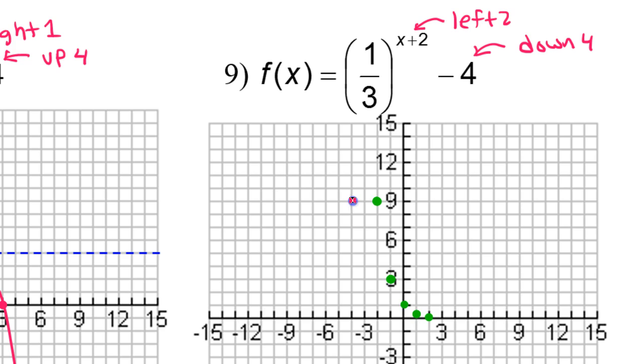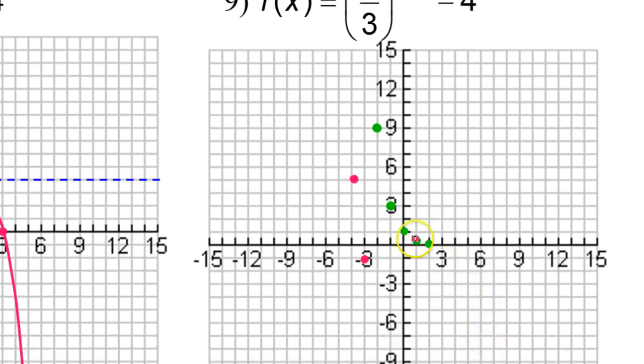Okay, so left 2, down 4. Okay, left 2, down 4. All right, left 2, down 4. And, okay, left 2, down 4. And left 2, down 4.